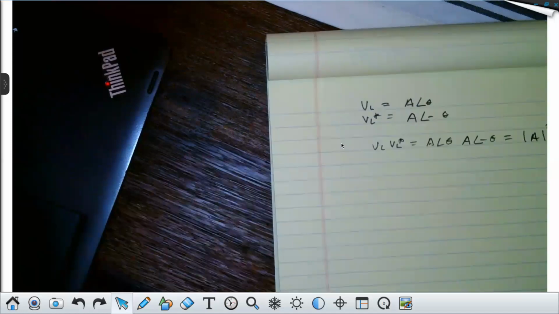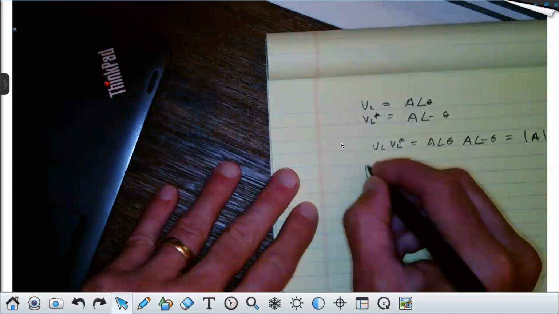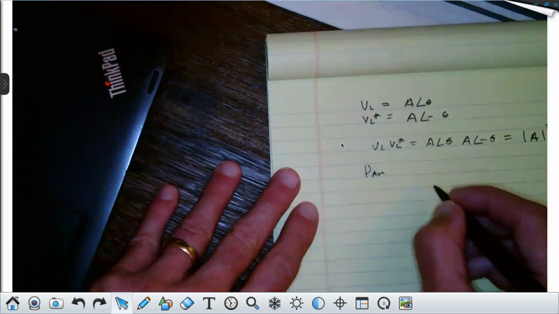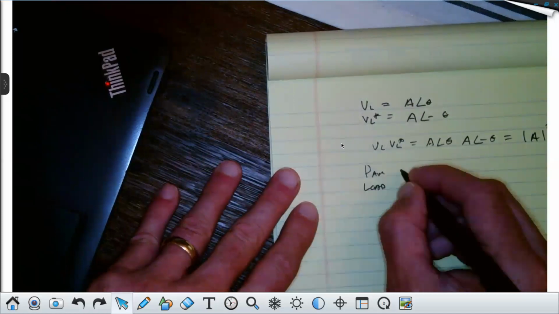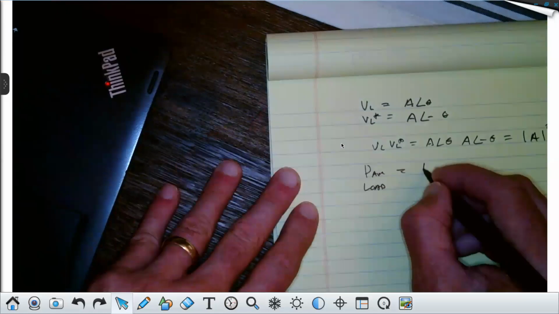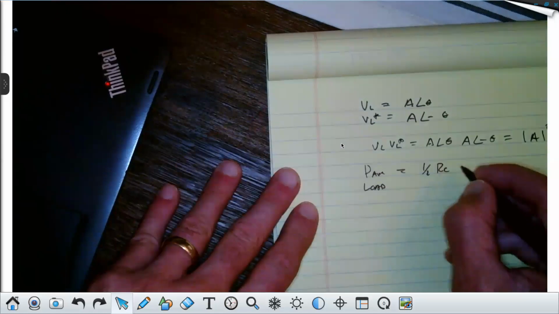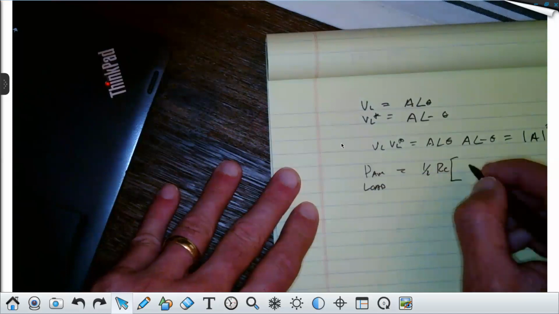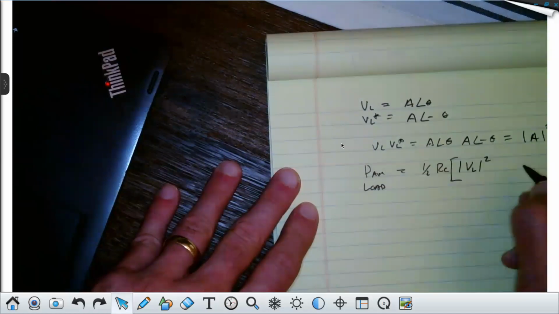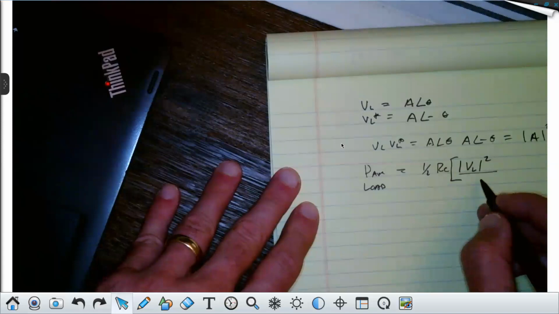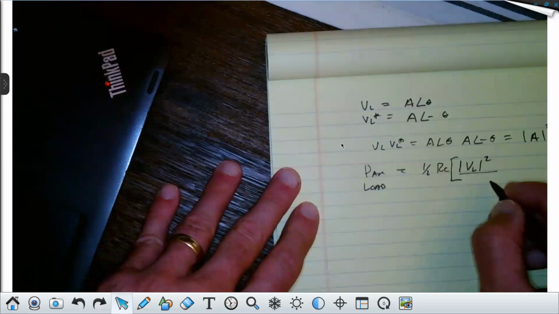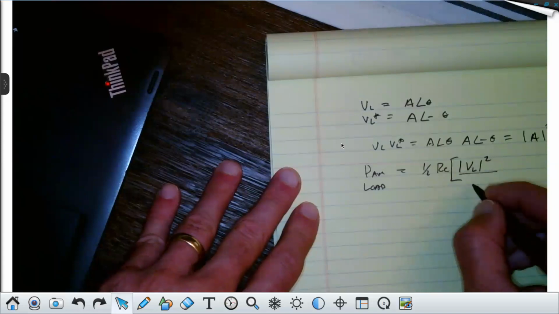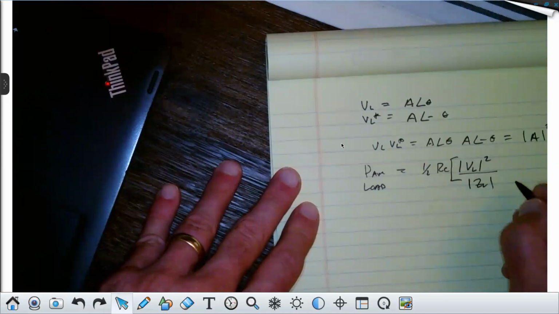That means for power, my average power at the load, this is at the load, it would be equal to 1/2 the real part of, and now it's going to be the magnitude of VL squared divided by Z conjugated. So it's really the magnitude of Z load at an angle, but if it's conjugated, the angle becomes minus the angle of the load impedance.